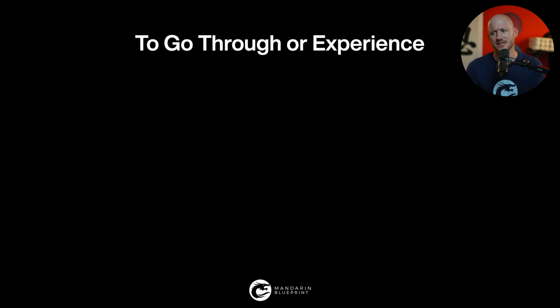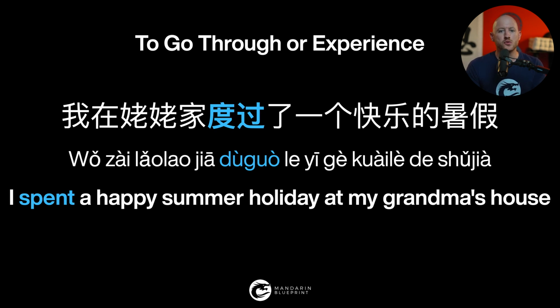So let's check this out. 我在姥姥家度过了一个快乐的暑假. Oh, I spent a happy summer at my grandma's house. Oh, I see. So this is relating more to something you would spend time doing that's like a memory or an experience, and you take away some happy moments from your life that you'll take with you into old age. It's just wonderful to imagine 度过 in that way.